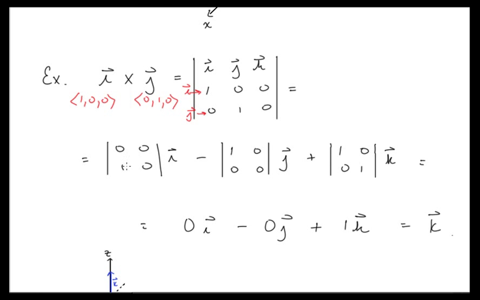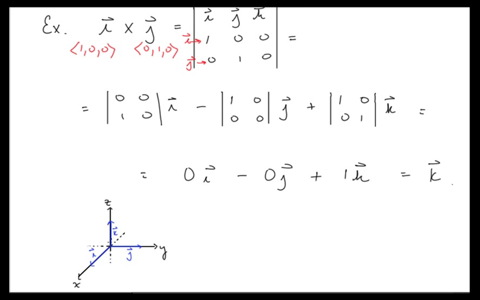So now setting up our minor determinants looks like this. And it's very nice when we have lots of zeros. Computation is easy. And we end up with 0i minus 0j plus 1k. So I cross J is equal to K.